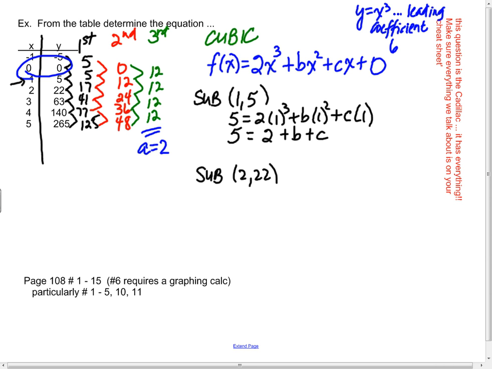One last line. I'm going to subtract 2 from both sides. 3 equals B plus C. That is one equation with 2 little letters of the alphabet. I'm going to use that in a moment.